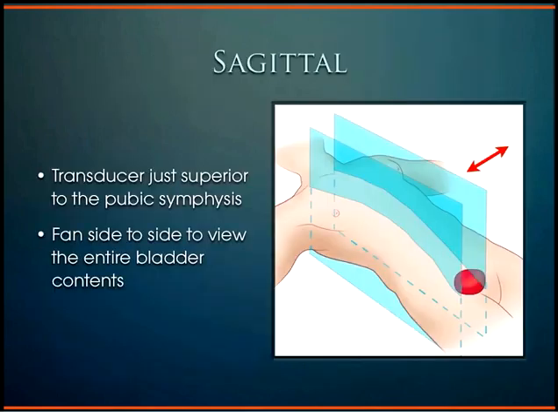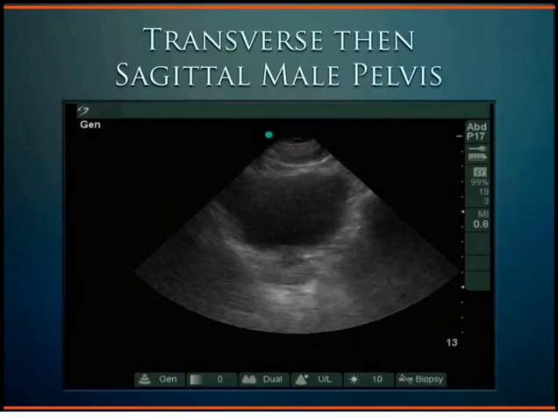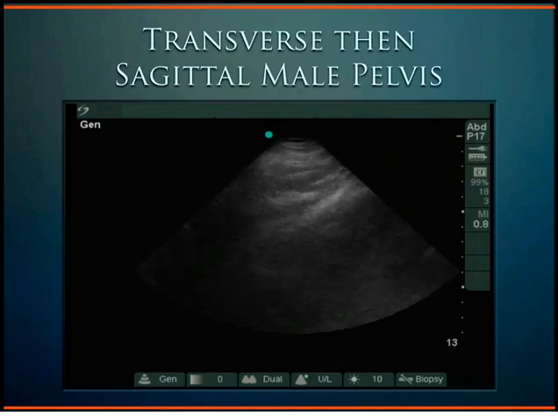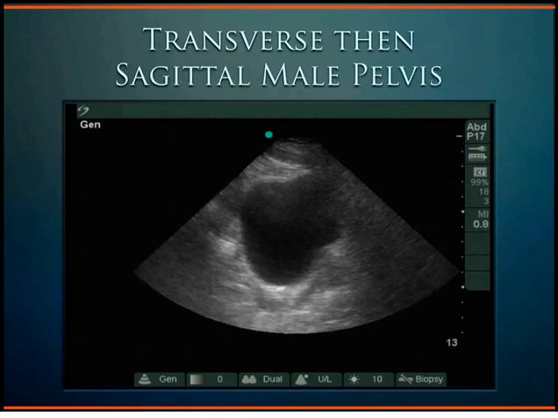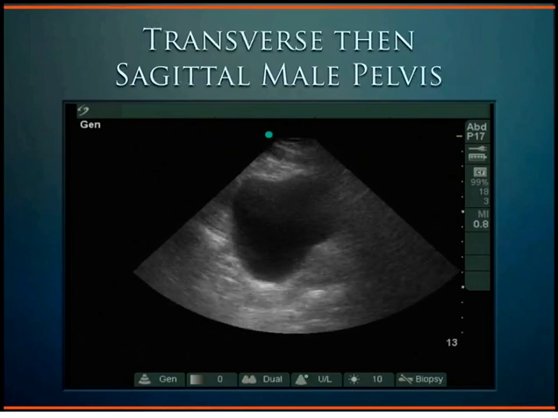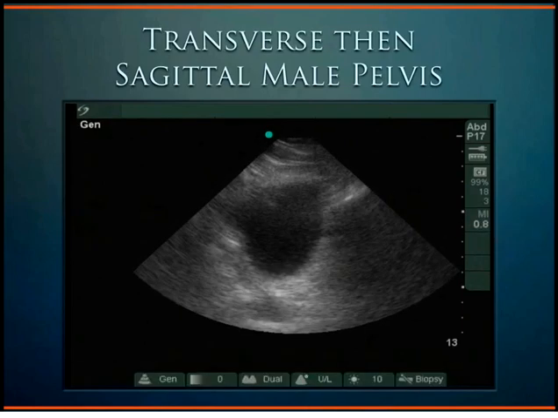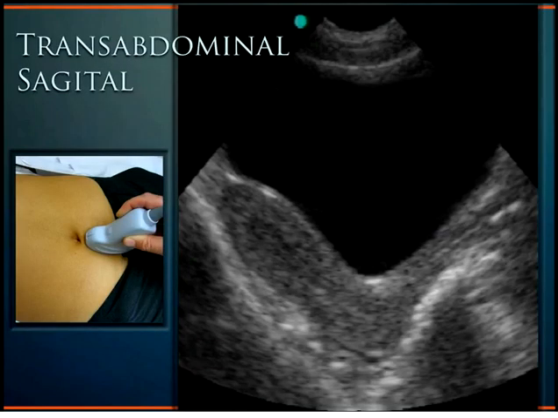Now, when we switch to the sagittal plane, we aim that indicator towards the patient's head, and we're going to be fanning side to side in this case in order to see the entire bladder contents. This is an example here of a transverse view, and then going into a sagittal view here of the male pelvis. Now that we're in a sagittal view, the bladder appears a little bit more triangular shaped. In that transverse view, it appeared more rectangular shaped. Now, with the female pelvis in the sagittal view, we have the organ stretching out on its long axis. So what we see here is the bladder as a triangular shaped structure because it's now sagittal.